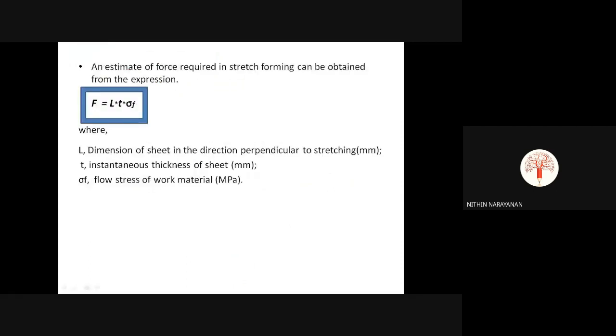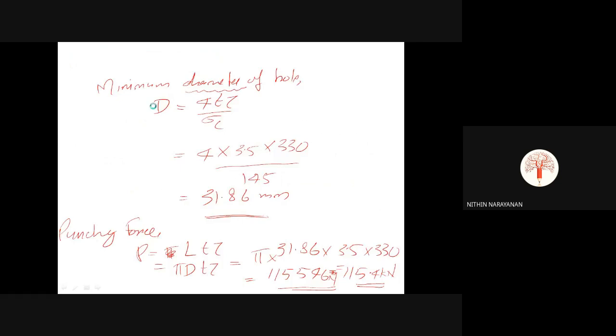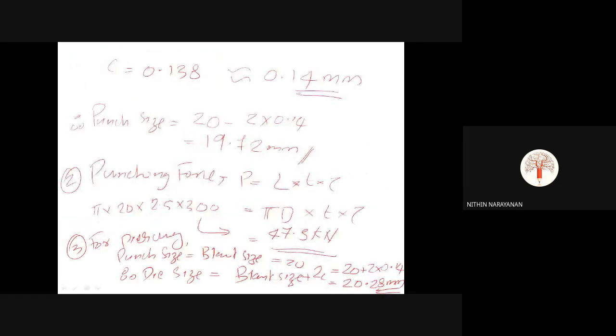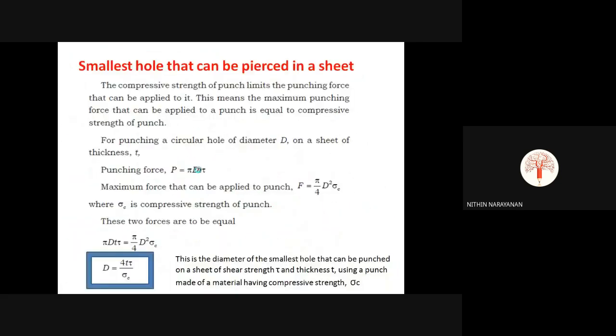So an estimate of force required in stretch forming can be obtained from the expression F is equal to L into T into sigma F. നമ്മൾ ഷീറ്റ് മെറ്റൽ കഴിഞ്ഞ ഇതിന് ഒരു ഓപ്പറേഷനിലും നമ്മൾ എന്താണ് ഇക്വേഷൻ പഠിച്ചു, എന്താണത്? L is equal to T into pi d or L into T into tau.